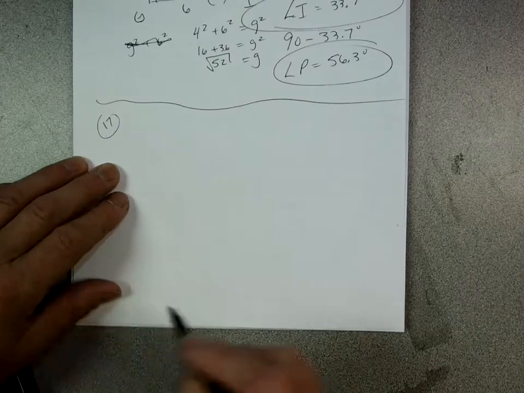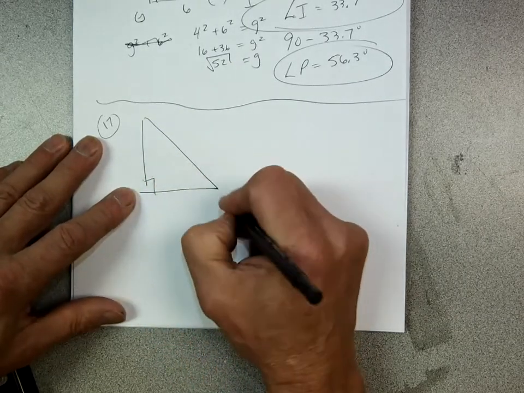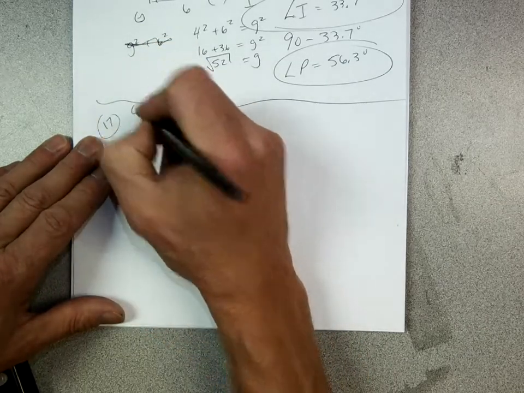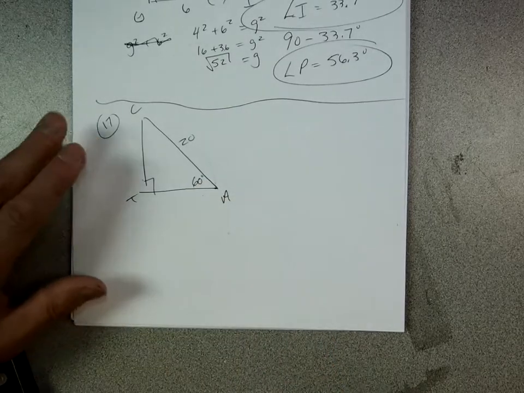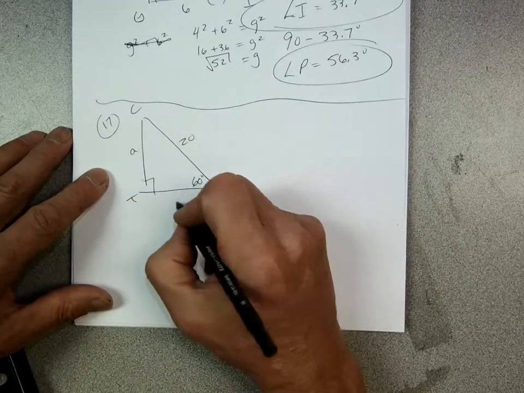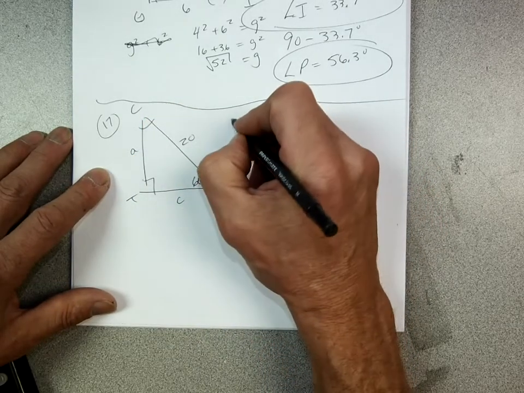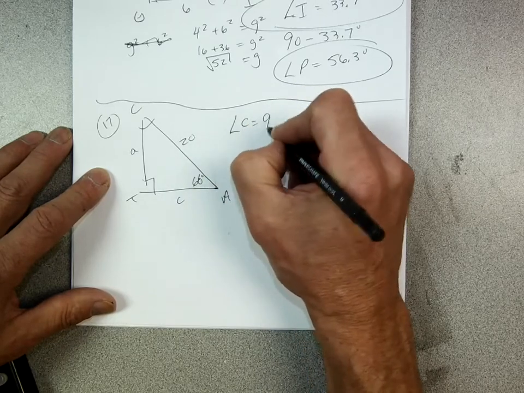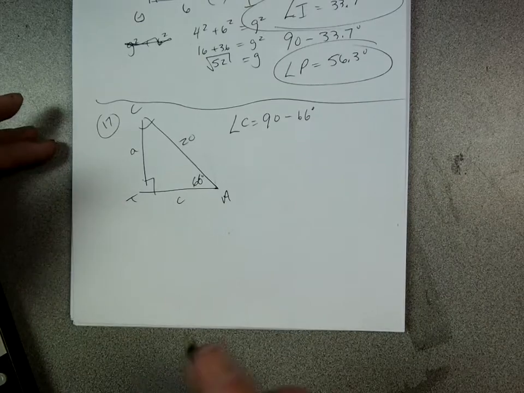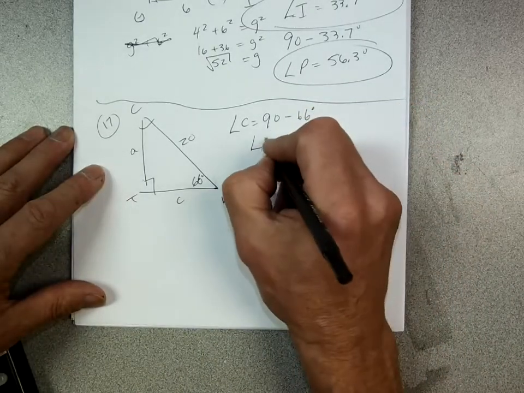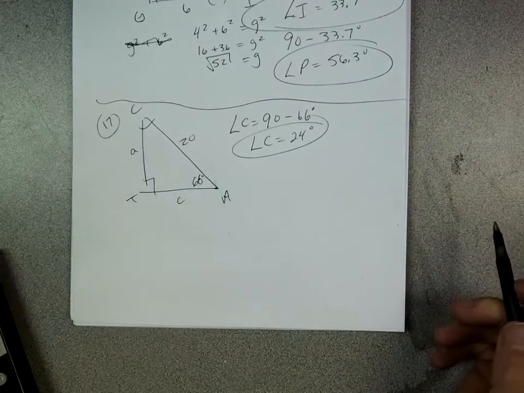17. Okay, given the right triangle, find the missing sides. Okay, I can do that. Angle A, T, C, triangle CAT. This is 20, this is 66 degrees. So here's little a, here's little c. I guess the easiest thing to find is angle C. Angle C is just going to be 90 minus 66. That's the easy one, right? And that's going to be 24 degrees. So angle C is 24 degrees. That was easy.